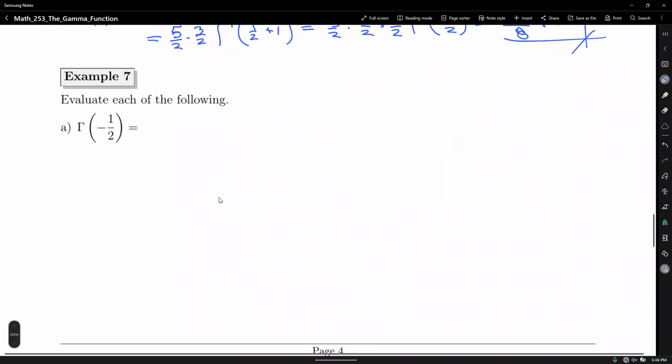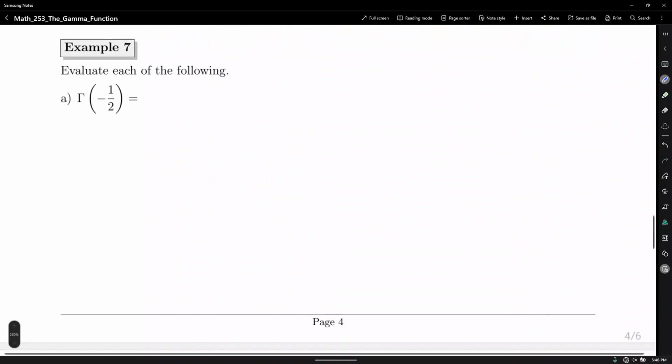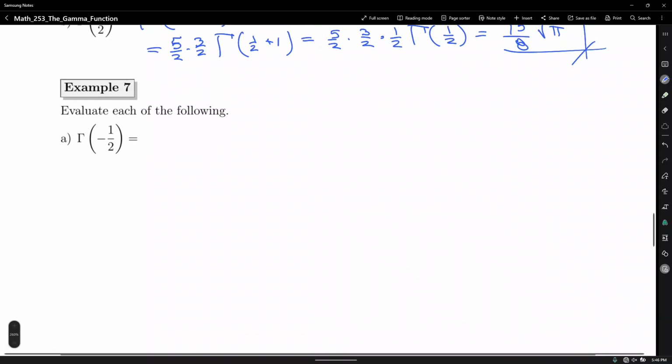Okay, guys, what about negative multiples of gamma? Okay, gamma of negative multiples of a half. Okay, guys, here's the thing. Let me evaluate one. Let me evaluate a couple. So again, what do we need? Let me write down what we need.